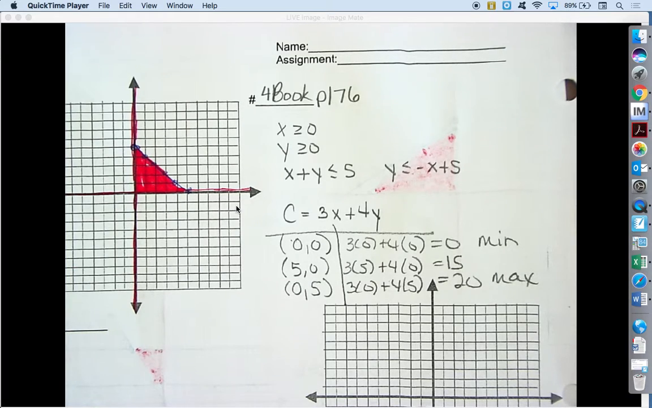So 0, 0 is obviously the minimum because you plug 0 into anything, it's still going to be 0. And then the 5, 0, and then 0, 5. 0, 5 was the max value because it was being multiplied by 4. So the maximum was 20 based off of the objective function, and that occurred at 0, 5. So if I did a different objective function based off of that function, I could have different max and min values for the same graph. So this is just based off of the given function.